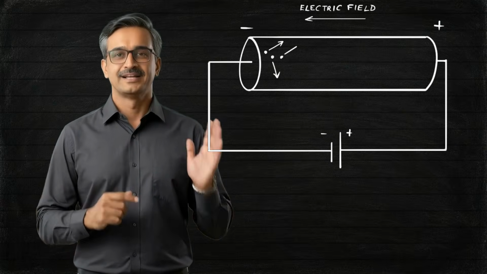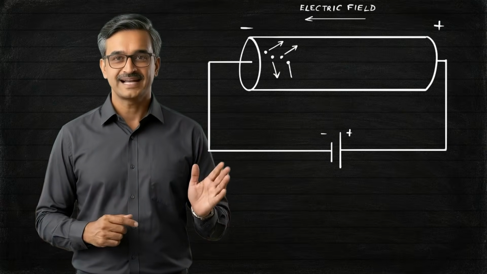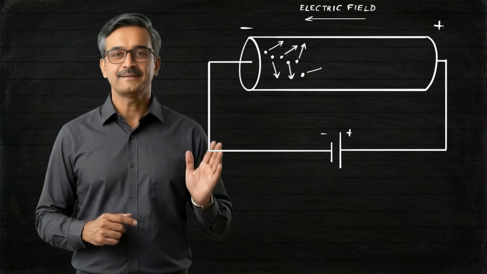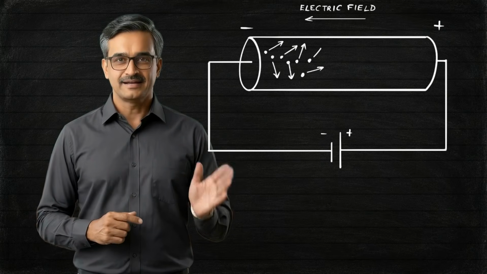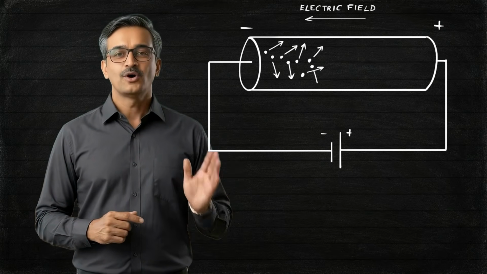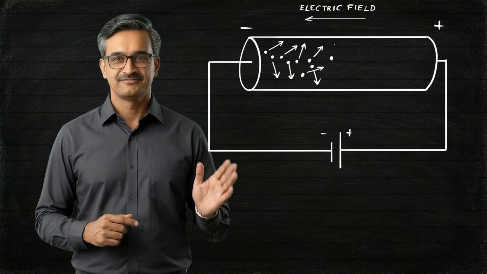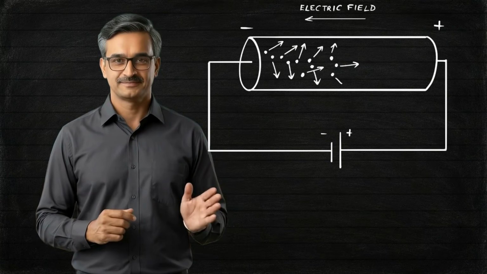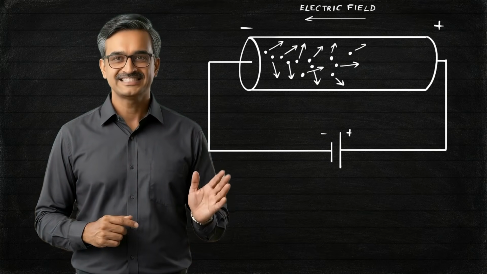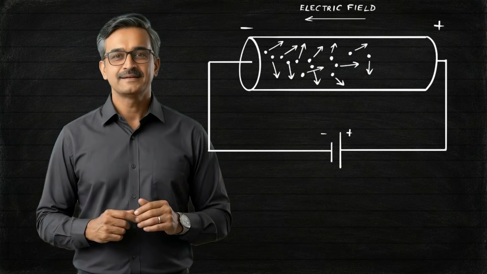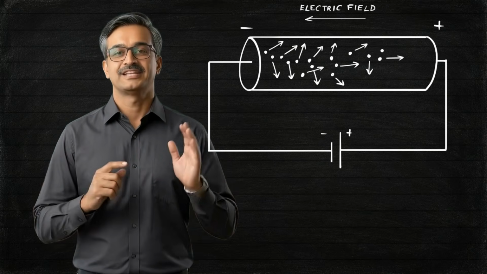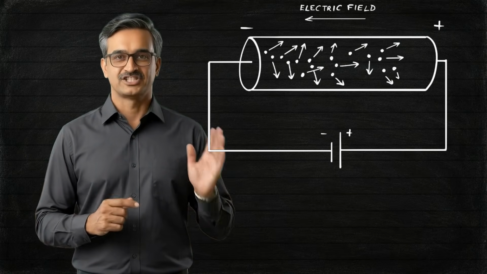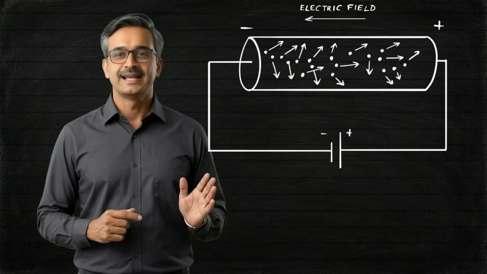Now you may think that once the electrons start moving, they should keep accelerating continuously. But in reality, that does not happen. Why? Because while moving through the conductor, the electrons repeatedly collide with the positive ions of the metal. After every collision, the extra velocity gained due to the electric field is almost lost. Then the electric field again accelerates the electron. Again it collides. Again it slows down. This process continues millions of times every second. So the electrons never get a chance to reach a very high velocity in one direction.